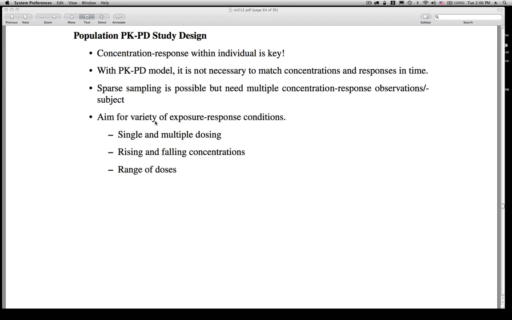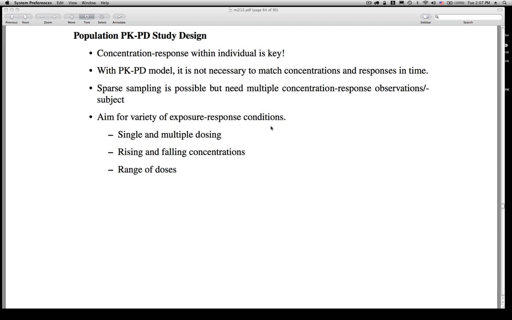In addition, aiming for a variety of exposure response conditions is important. So we might talk about single dose PK/PD as well as multiple dose, maybe looking at response both when concentrations are rising and falling, or maybe rising at different rates. Looking at a range of doses. To really understand PK/PD relationships, you need to probe the system from multiple angles under a variety of conditions.